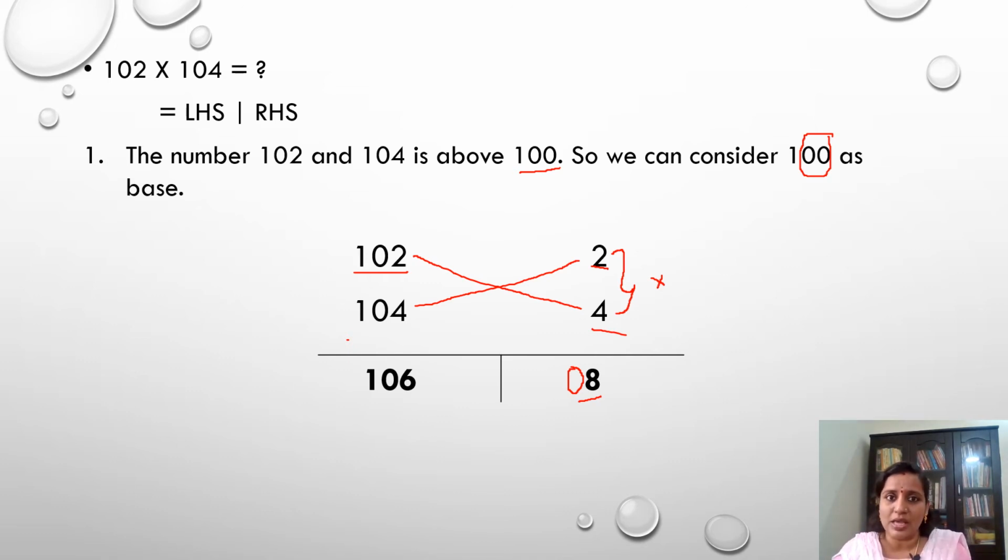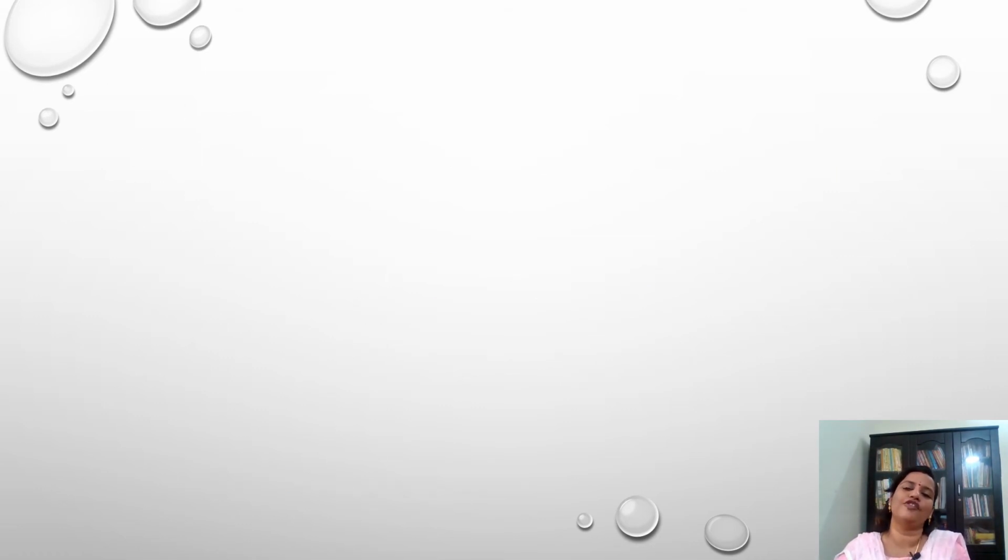But this 0 is very important when we go for the answer, as the RHS is the continuity of a number from the LHS. Here the number of digits in the RHS should correspond to the number of zeros in the base. Okay, so I have added the 0. Then what would be my answer? I have to just take down the LHS and the RHS. So 102 into 104 is equal to 10,608. Okay, let's go for the next problem.